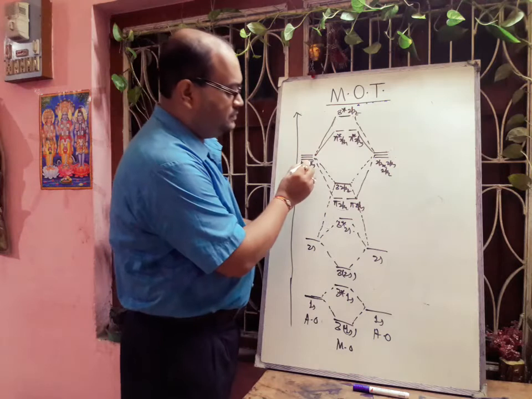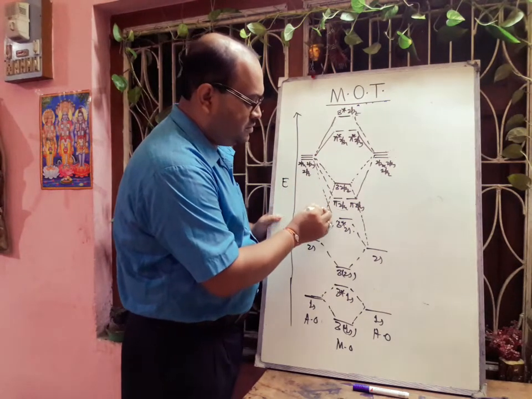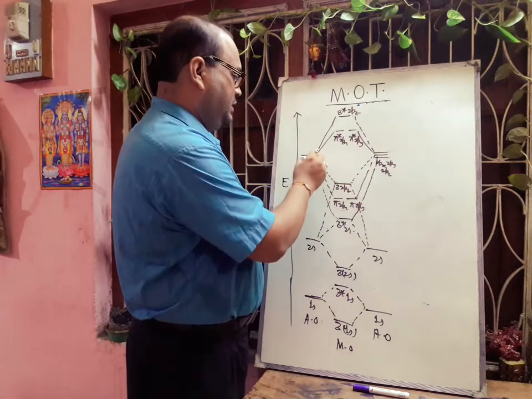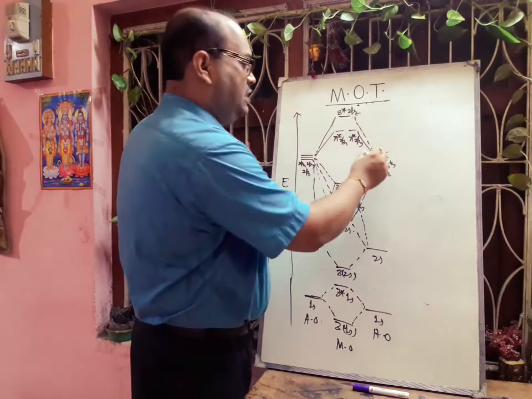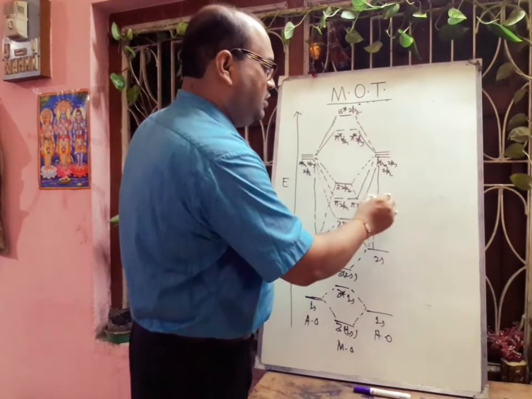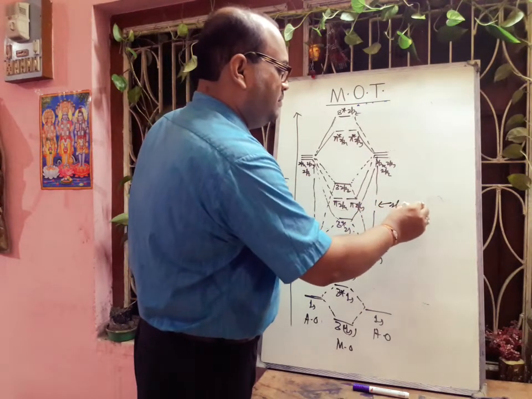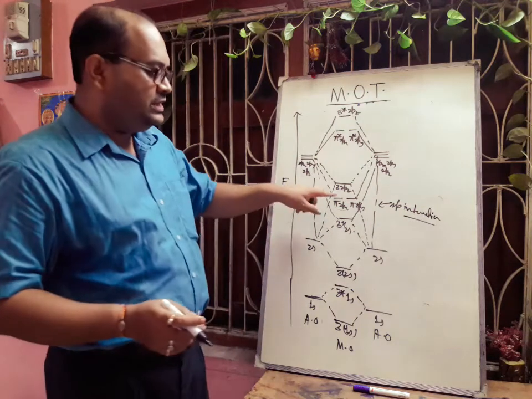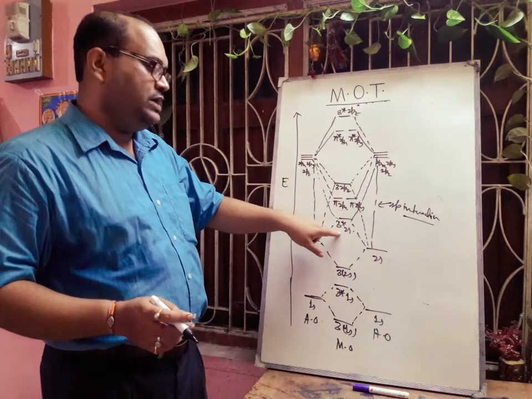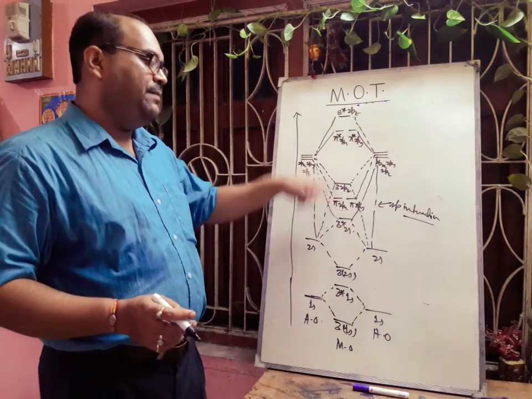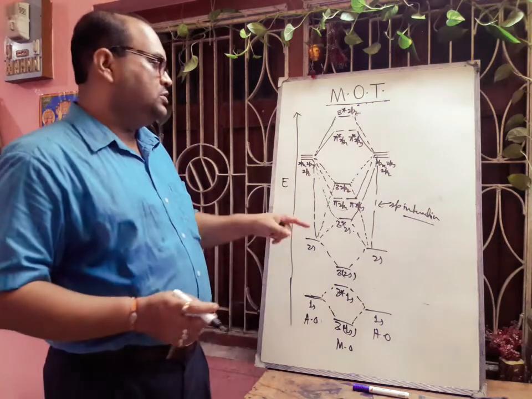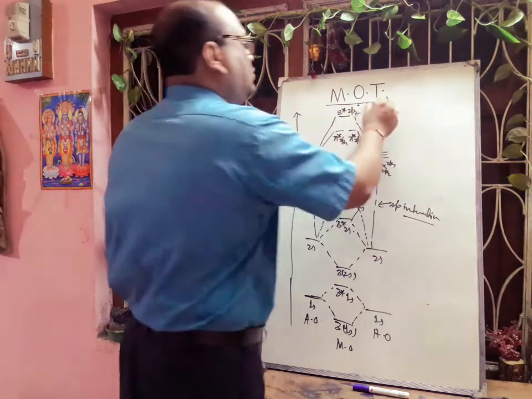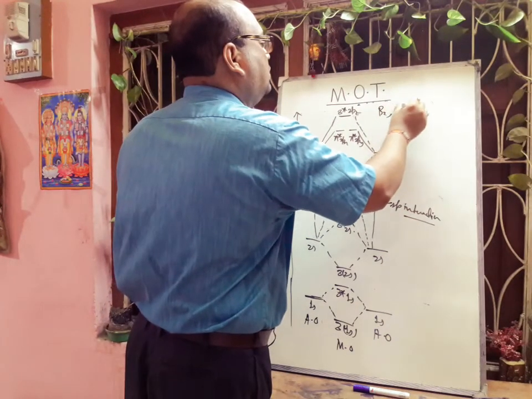This S and P will be mixing. This is called sp interaction. Because of this repulsion between this sigma 2pz and sigma star 2s, it will go to a higher level, above pi. So this is the energy level for molecules like B2, C2 up to N2.